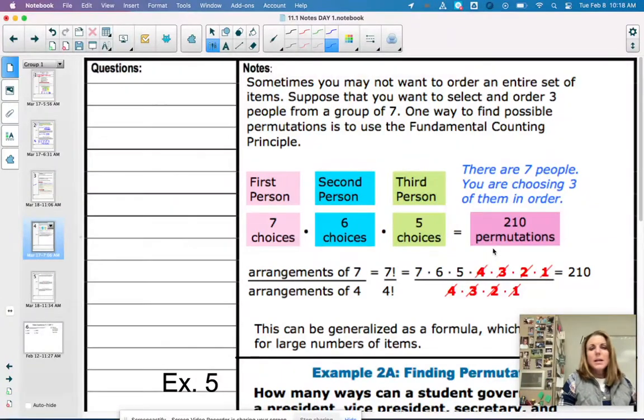All right. Sometimes you may not want to order an entire set of items. Suppose that you want to select and order 3 people from a group of 7. One way to find possible permutations is to use the fundamental counting principle. There are 7 choices for the first person. Once we pick that person, then there's only 6 people left, and then there's only 5 people left. There are 210 permutations when we have 7 people and we're choosing 3 of them in order.